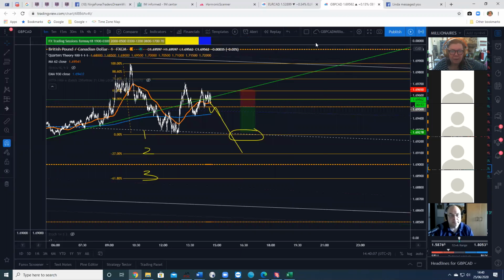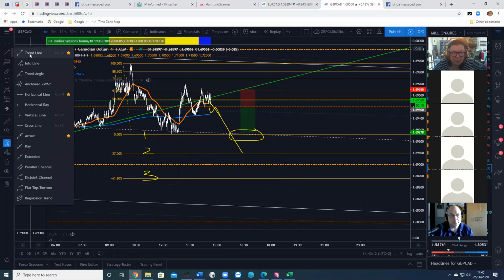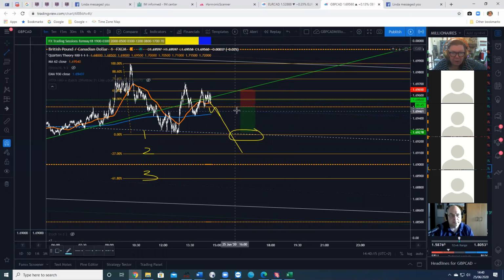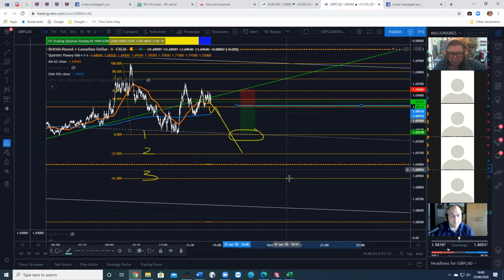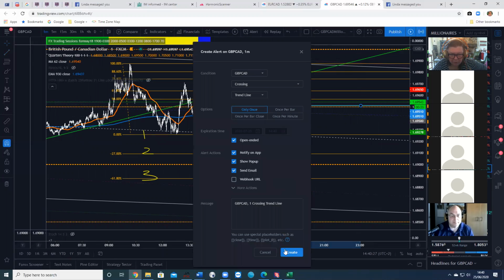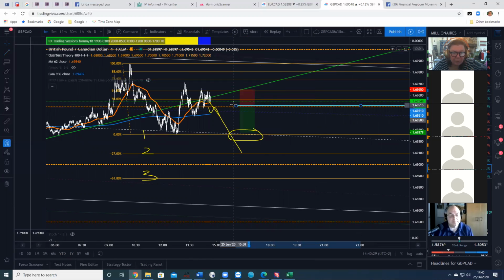Okay, so that's GCAD. I think I removed my line. I wanted to have an alert on there, and I'm deliberately not putting the alert on quarter theory because sometimes I forget to switch them off. I just put an alert on like that and move it along in case it goes off while we're on the call. Right, let's move on to something else.